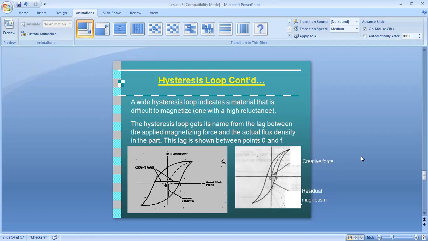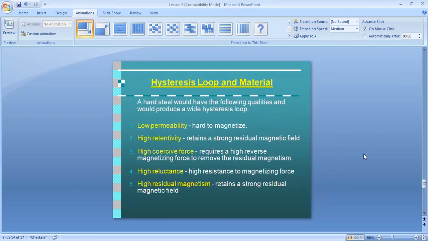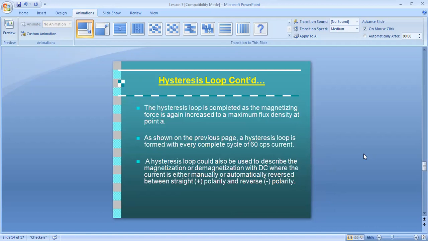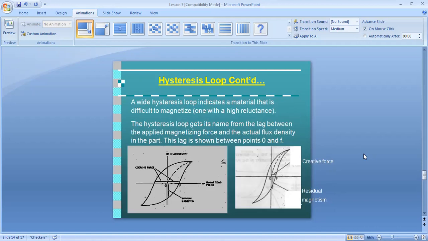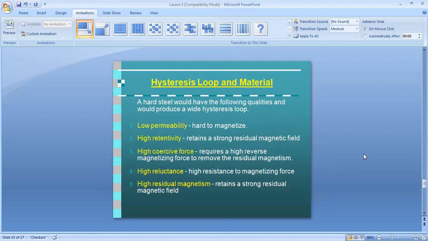Theoretically, we are not doing the magnetic part. This hysteresis loop practically is not possible also. It's possible only if you have all these measuring devices, and based on that we can plot. So here, see, hard steel would have the following qualities and would produce a wide hysteresis loop.